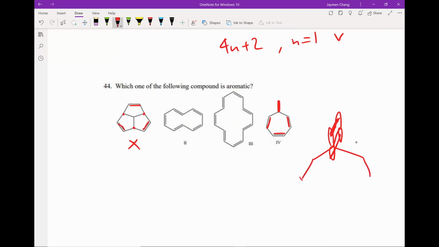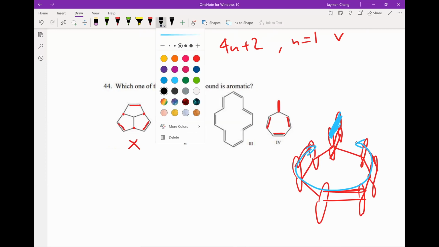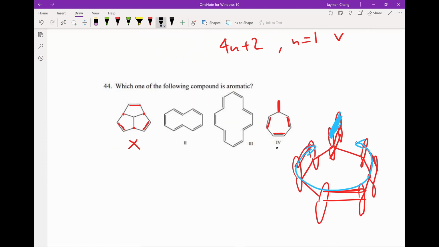And what you can see with our pi system is that we have our pi system over here, pi system over here. It is actually going to break the pi system. Notice how the pi system wants to connect in a ring. This breaks the pi system. So you can think of it like this is the circle, and then this is going to break the system. So this is not a ring, okay? And so this one's out. So now we just have to test the other two.